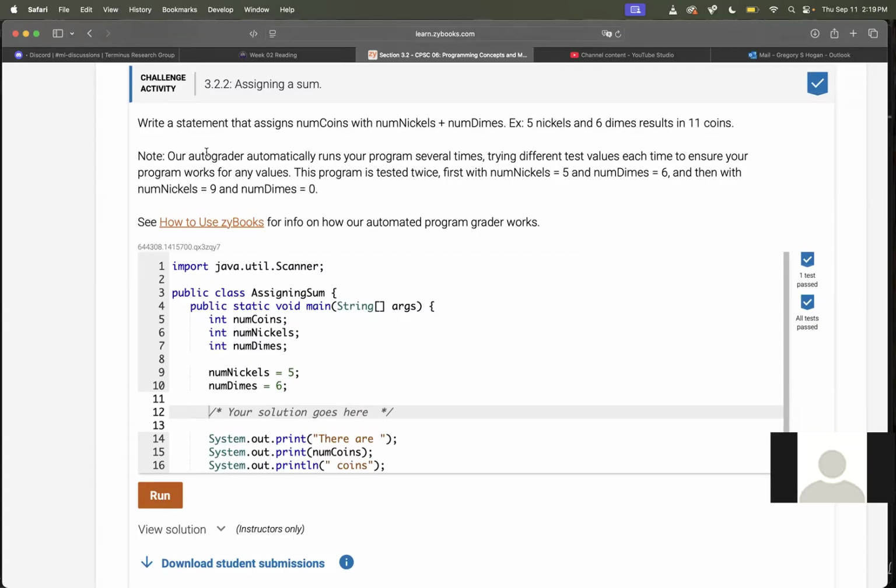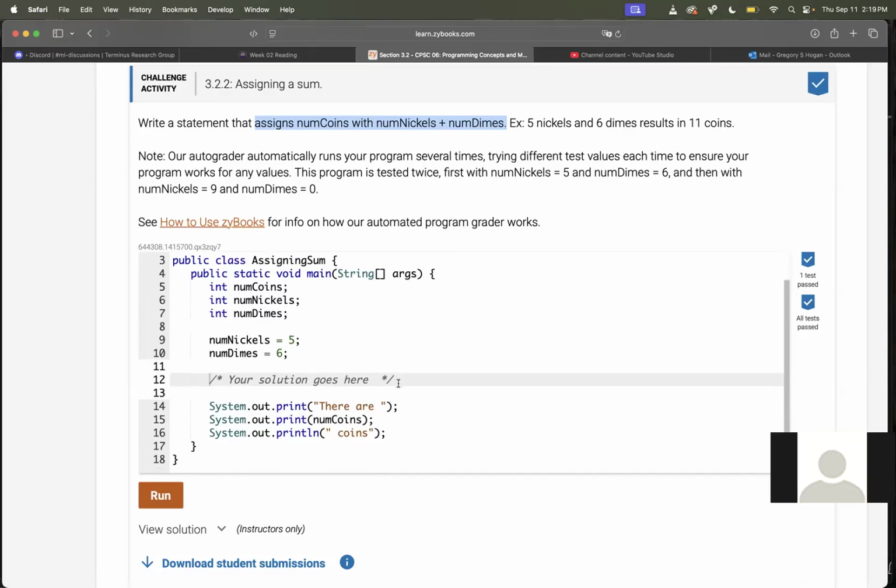Now, the important thing about the exercises where you're writing code is to make sure you pay attention to what they say to do, because they already are going to do some of it for you, right? So a lot of the program is written. So you just need to read what your job is, basically. Now on this one, I don't know how important that is, but what's it say? Write a statement that assigns num coins with num nickels plus num dimes.